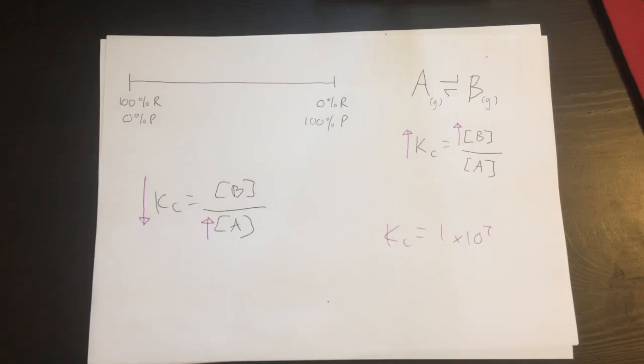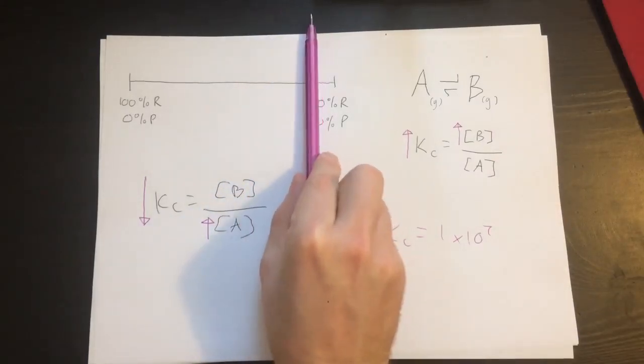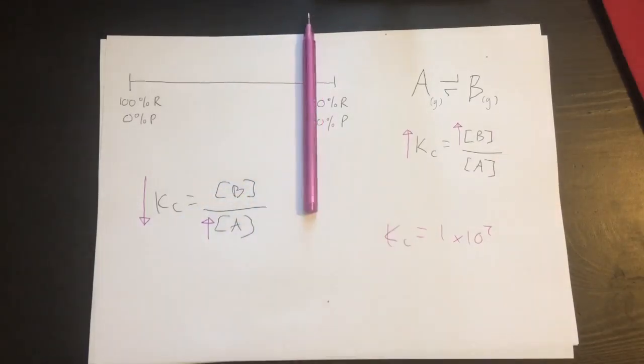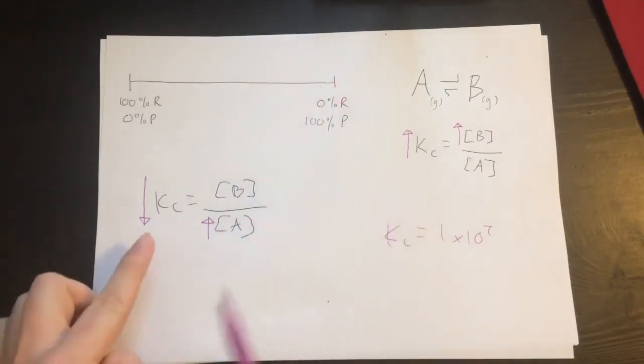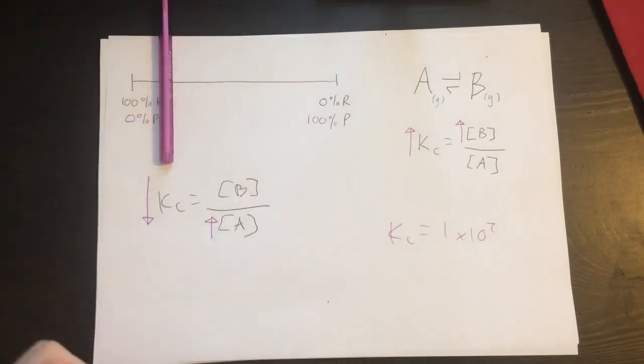So when Kc is greater than 1, your concentration of products is higher and your position of equilibrium lies to the right. When Kc is much less than 1, your concentration of reactants must be higher and your position of equilibrium lies to the left. So in conclusion, you can tell where your position of equilibrium lies by checking whether Kc is either greater than 1 or less than 1.